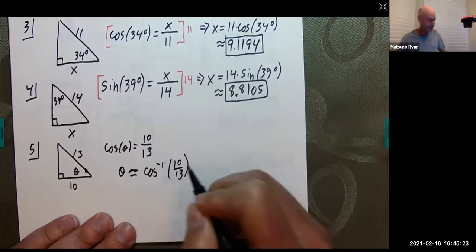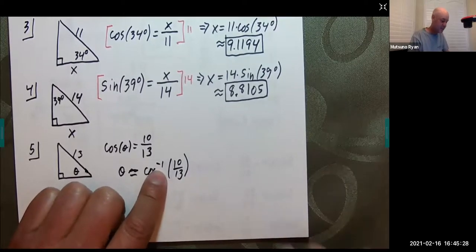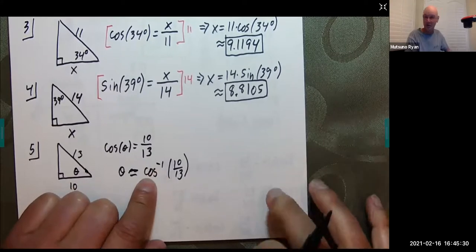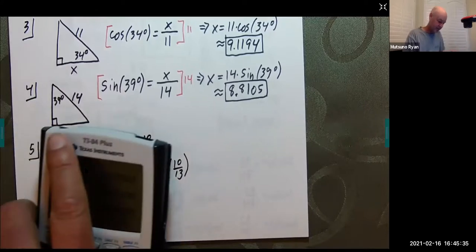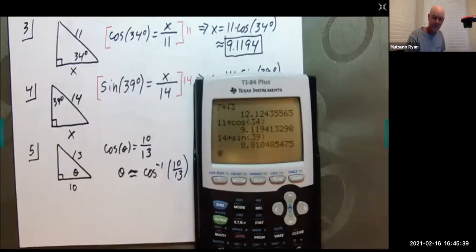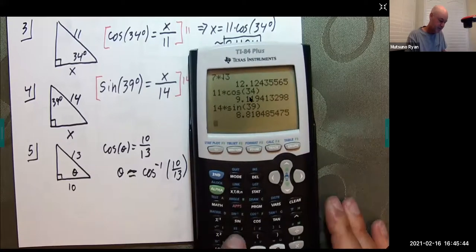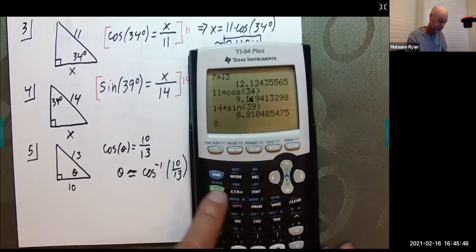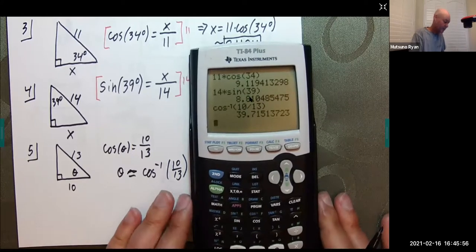And I want to make it clear that is not an exponent. That doesn't mean to the negative first power. This is the inverse cosine function. So this is not 1 over cosine. It doesn't mean that. And you can see I have the inverse cosine in my calculator. You can see it's above my cosine button, so I have to hit the blue button first in mine. Inverse cosine of 10 divided by 13. So the angle is a little over 39 degrees.